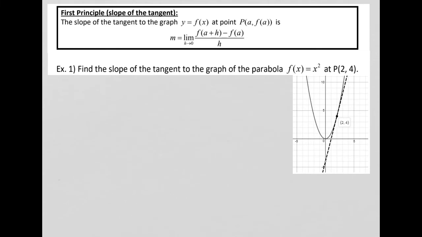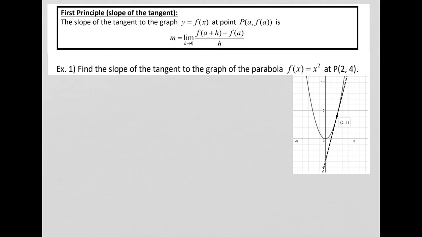Now, let's try to do some examples again. This time, we're going to find the slope of tangent to the function f of x equals x squared, which is a polynomial function, at the point (2, 4). However, we are not going to substitute the value in. We are going to find the derivative first. That means we're going to find the slope of tangent at any x.